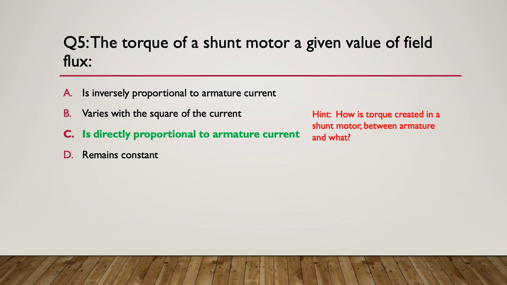So, it is directly proportional to the armature current. The more armature current you've got, the more torque you will produce between the armature and the field.